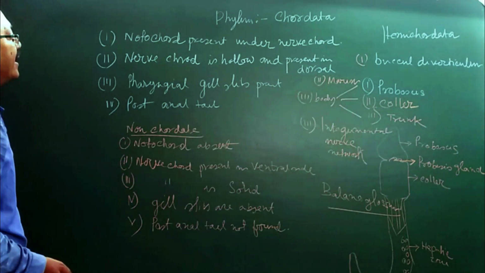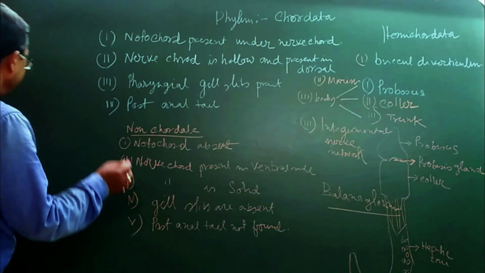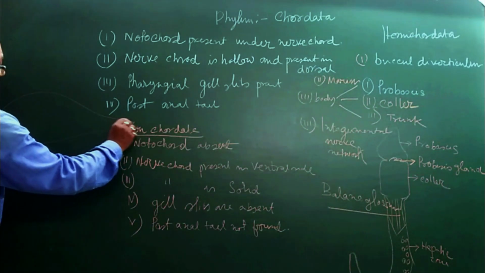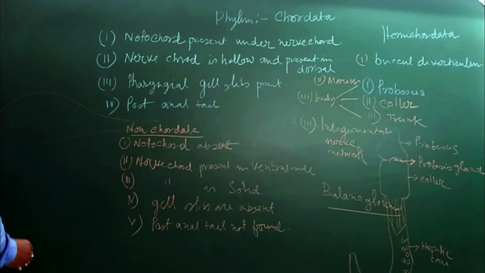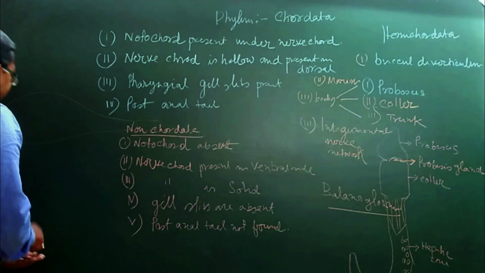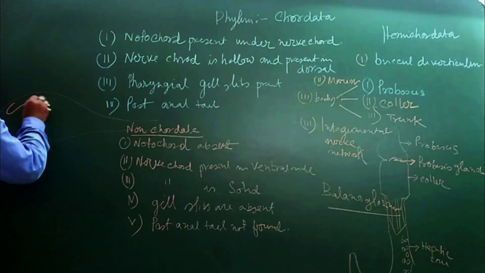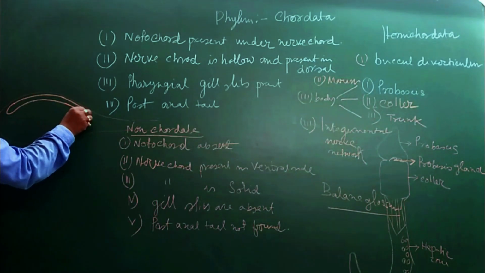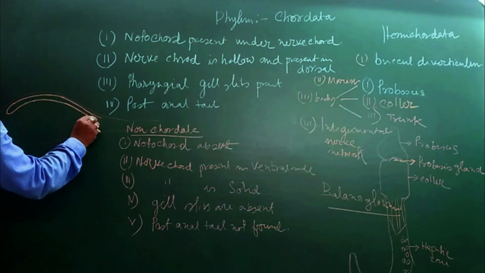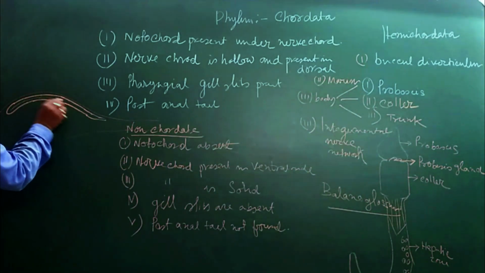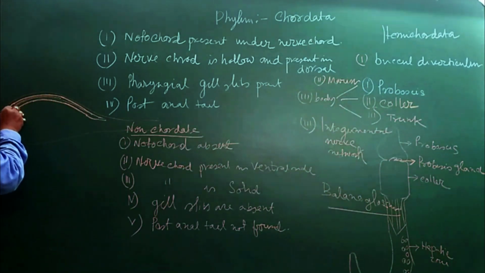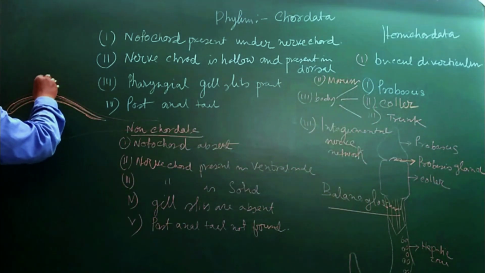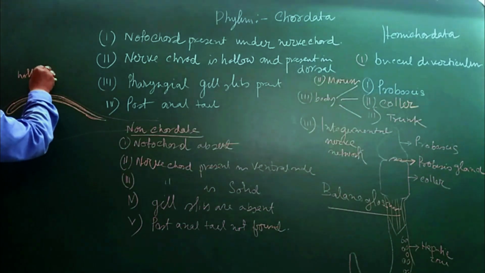Suppose we draw a picture of a chordate with some features. Suppose this is the general structure of a chordate. On the dorsal side, they possess a hollow nerve cord. This is hollow. A tubular structure is present here. A cavity is present. This is called the hollow nerve cord.